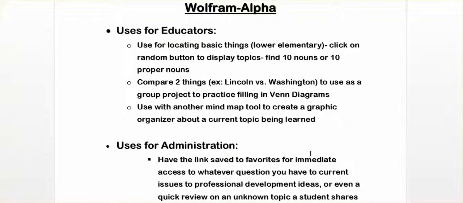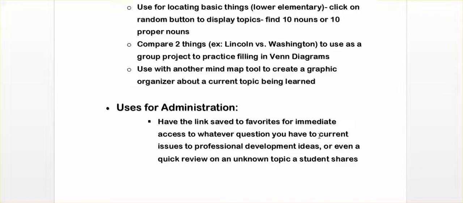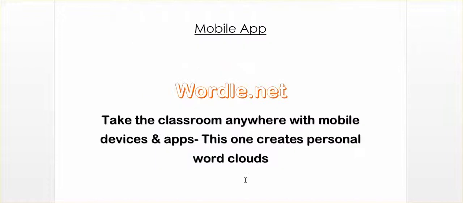There are many uses for Wolfram Alpha by educators, such as locating things. You can find 10 nouns, things like that with that random button for comparing things. Also as a mind map tool to create graphic organizers. You can have the information easily, readily on multiple subjects at the same time. Administrators would obviously like to be able to have the link saved to their favorites for immediate access to things that teachers and or other administrators might be talking about, and you can quickly get your answers and not have to search for what they need.